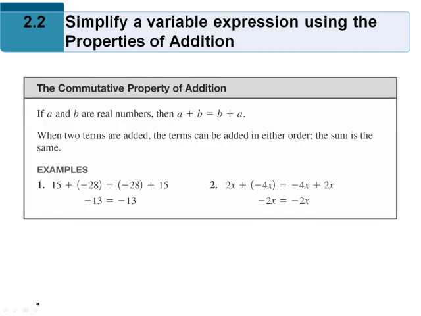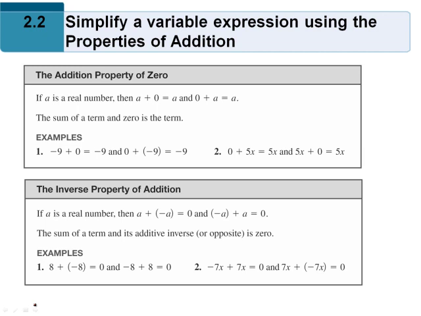Now, the commutative property of addition is where the order flips. Look at what it says here. If a and b are real numbers, then a plus b is equal to b plus a. So the whole thing here is the order flips. That's what happens with the commutative property. So 15 plus negative 28 is the same thing as negative 28 plus 15. The order that you add two terms in does not matter. 2x plus negative 4x is the same thing as negative 4x plus 2x. Either way, you get the same answer.